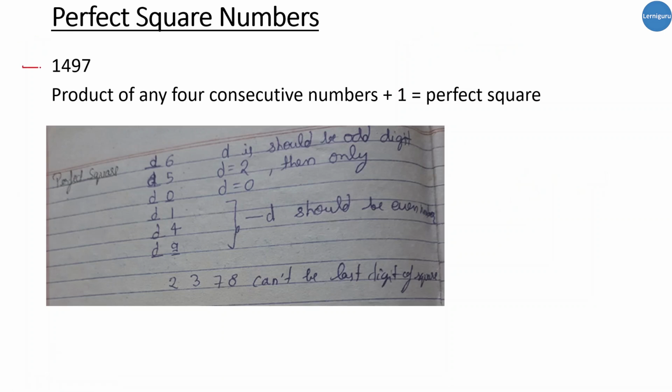Now let me just explain this point. This is written 1497. You can remember it like 1947, the year we got independence.